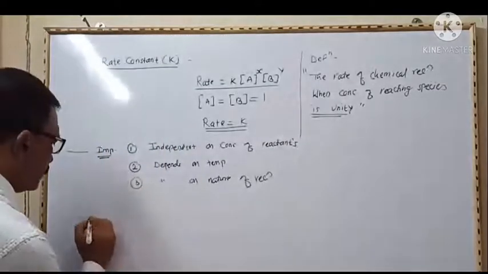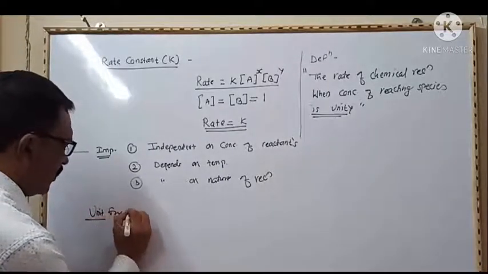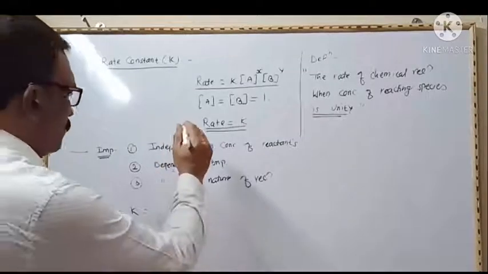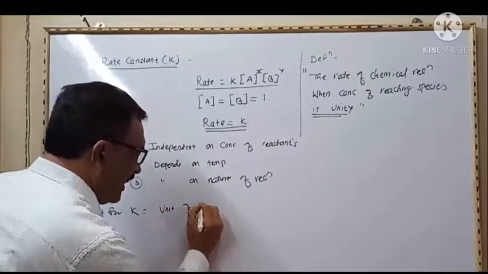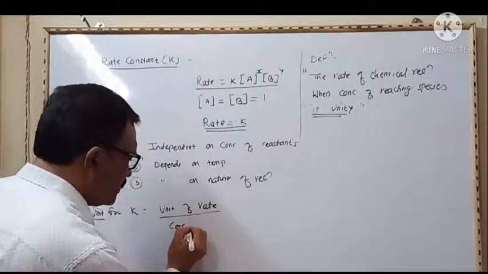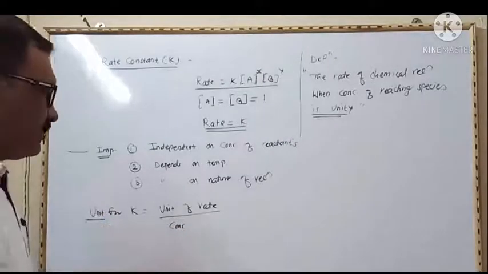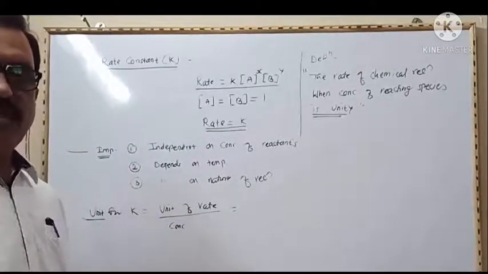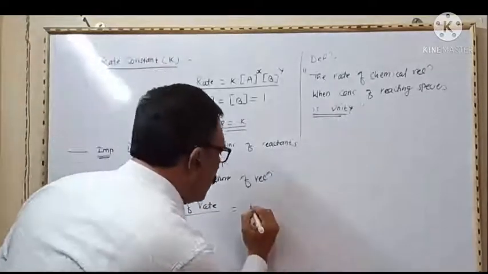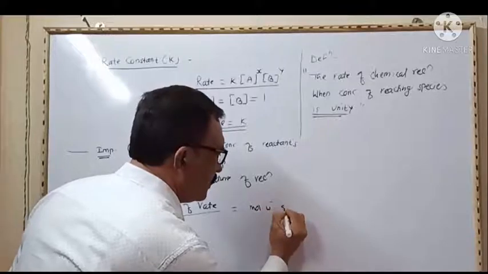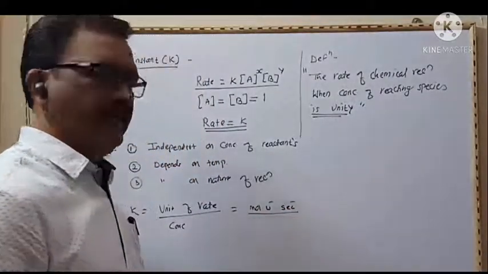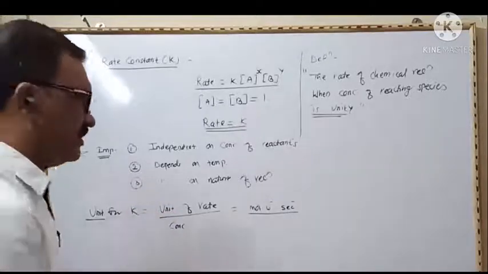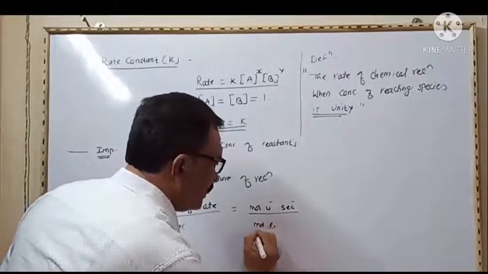The unit for the rate constant, capital K. The unit for K is equal to the unit of the rate of reaction divided by the concentration. The rate upon concentration is equal to the rate constant, and hence the unit of rate is moles per liter per second, divided by the unit of concentration, mole per liter.